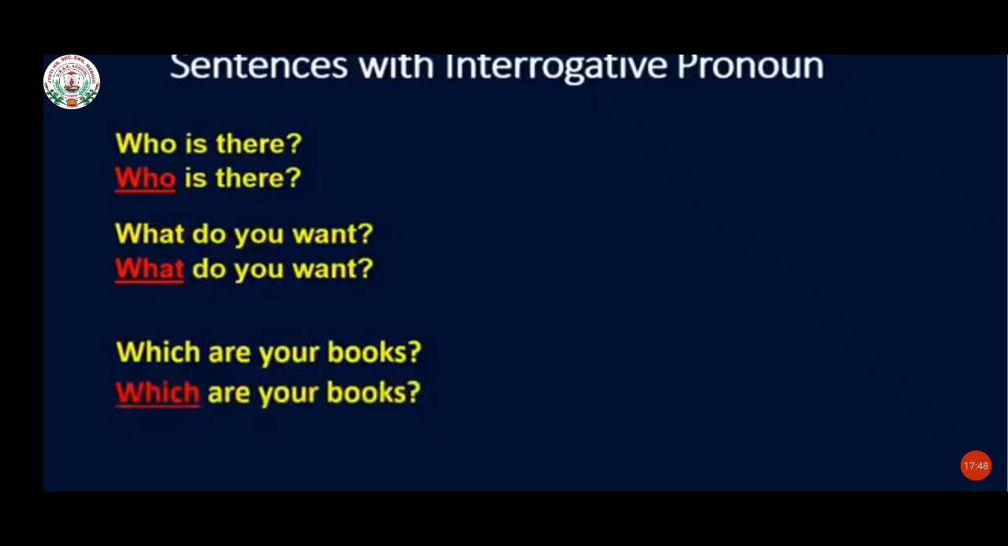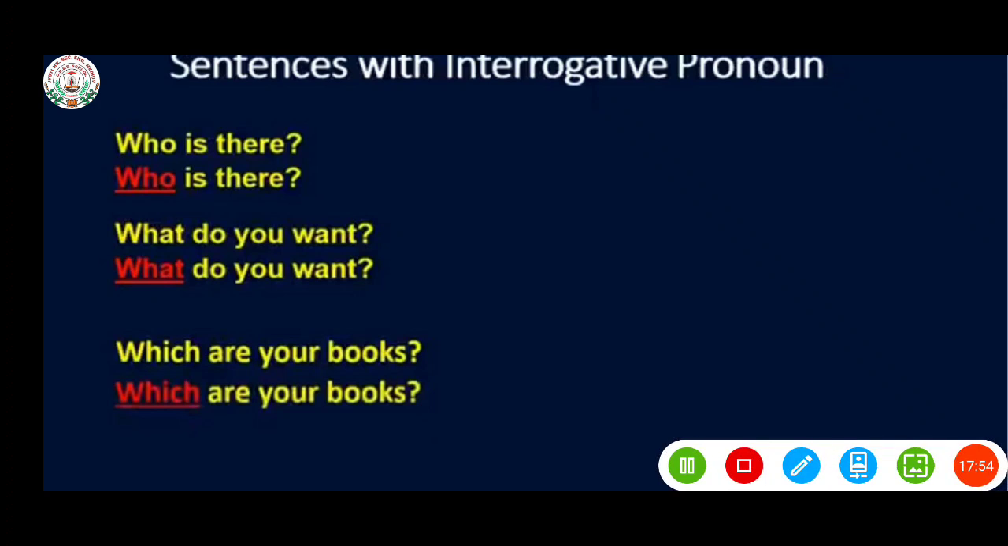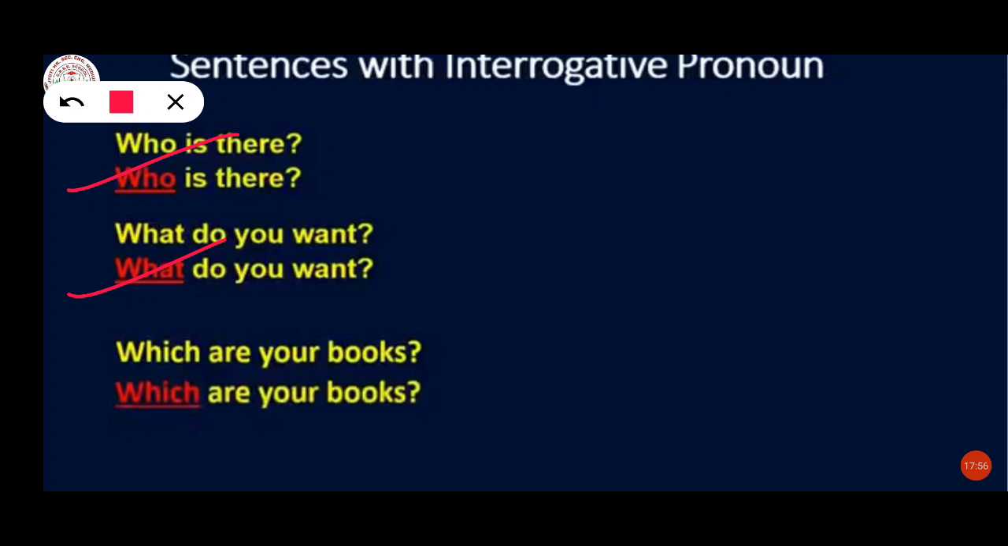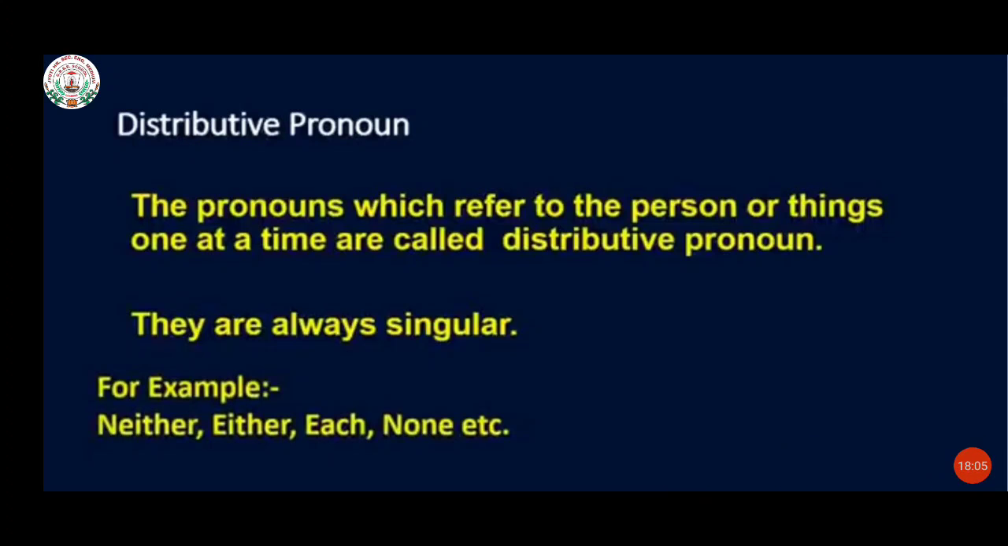So what are the sentences? First you can see who is there, what is your name, what do you want. All these are what? Interrogative pronouns. Here you can see which, what and who. All these are interrogative pronouns.